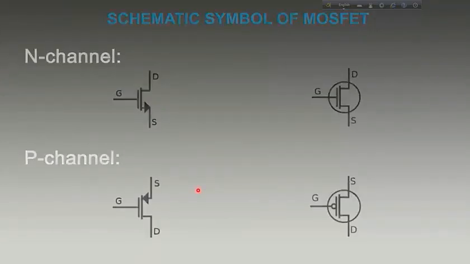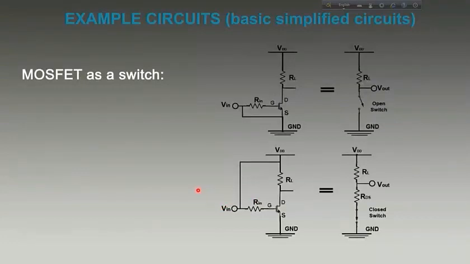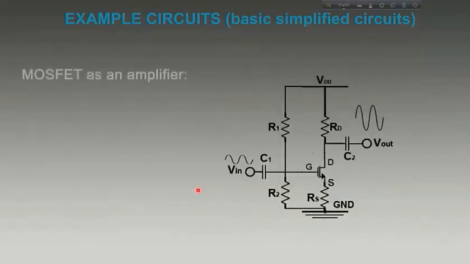Here you can see the N channel and P channel, the symbolic structure of MOSFET. This picture is showing MOSFET as a switch. When MOSFET works as a switch, it looks like that. After that, we can see MOSFET as an amplifier. If MOSFET works as an amplifier, it looks like this.